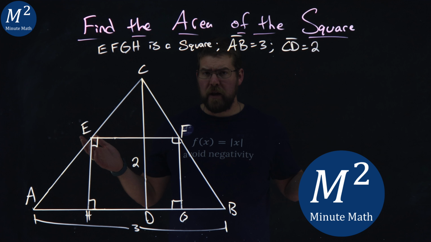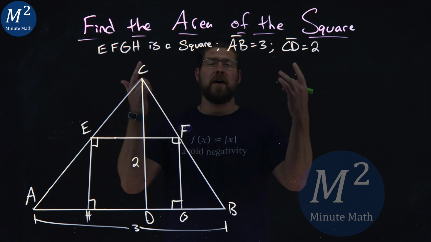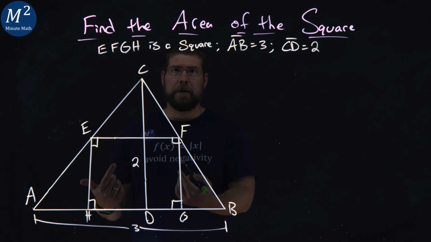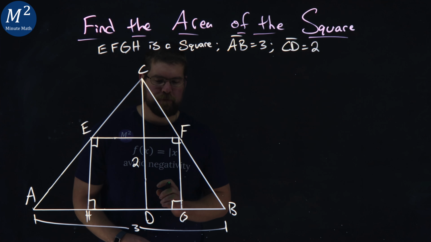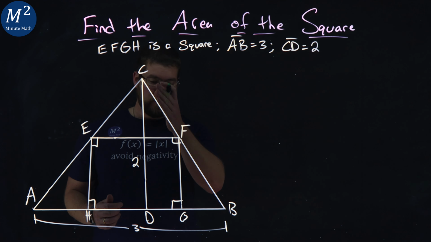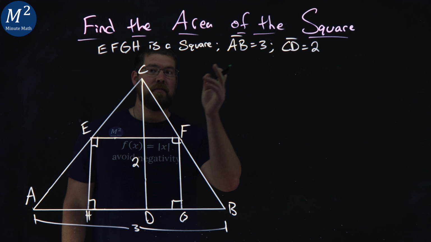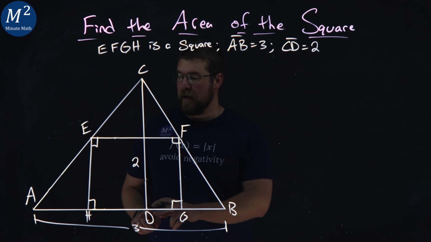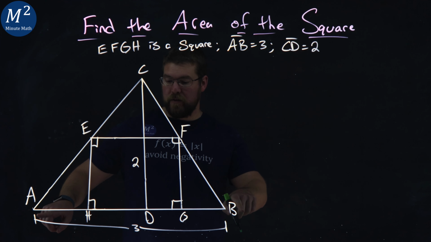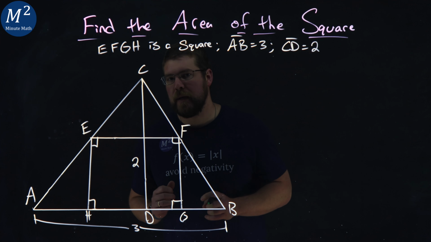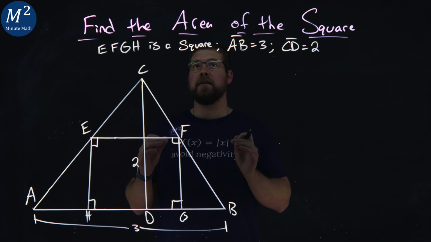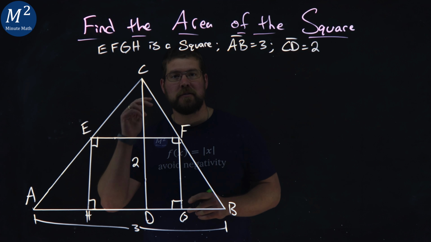And we have another geometry problem here. We want to find the area of this inner square in our given figure. A few things that we know: obviously, all the points that you see, EFGH is a square. The height of this triangle is 2, that's the length of CD, and the bottom length AB is 3. With just that information, can we find the area of this inner square?